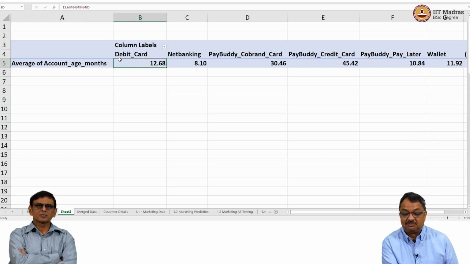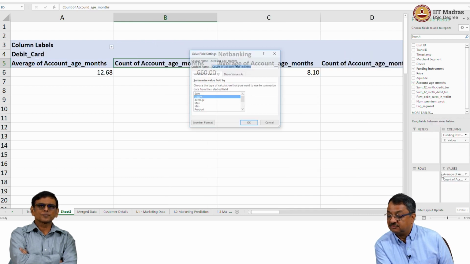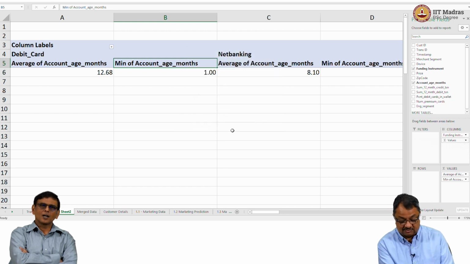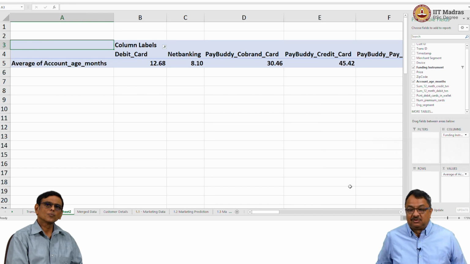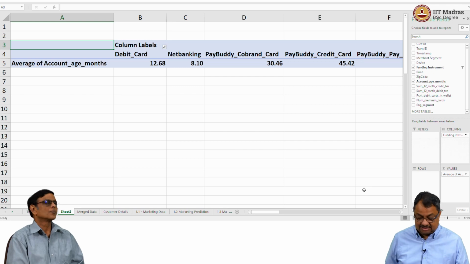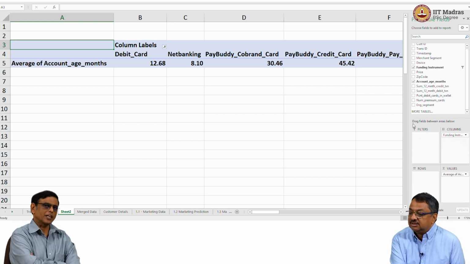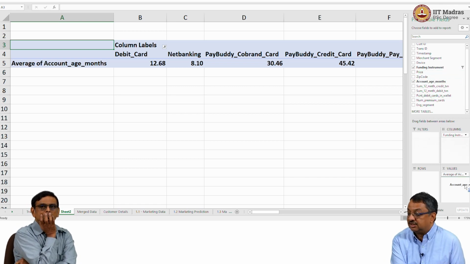And if we want some more insight into this, let's look at min and max, both. We have the average account age, but I think it will also be interesting to look at the min and the max in terms of account ages. The range. So not just the average, we want to know the range. So one of the things we can do is pull this account age once again here.